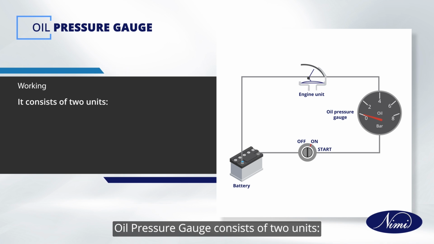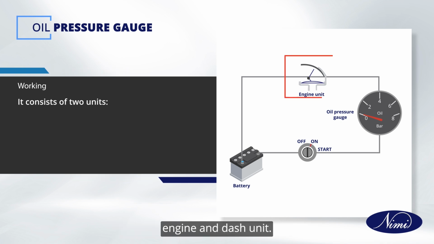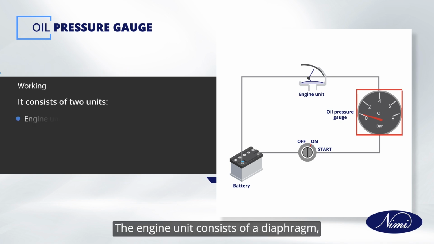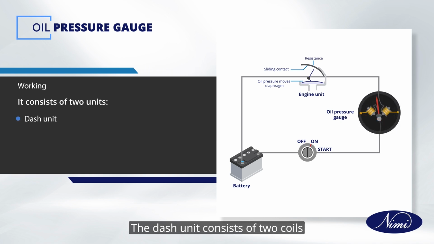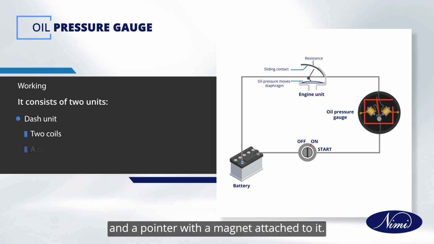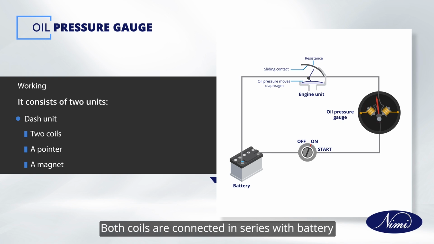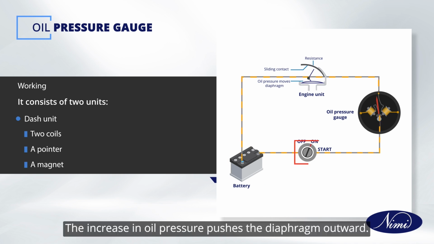Oil pressure gauge consists of two units, engine and dash unit. The engine unit consists of a diaphragm, sliding contact, variable resistance. The dash unit consists of two coils and a pointer with a magnet attached to it. Both coils are connected in series with battery through ignition switch.